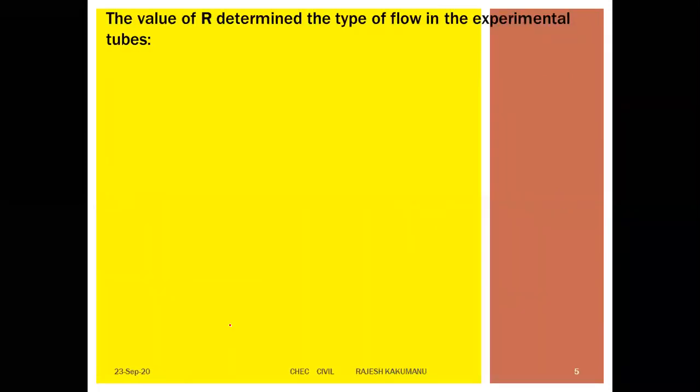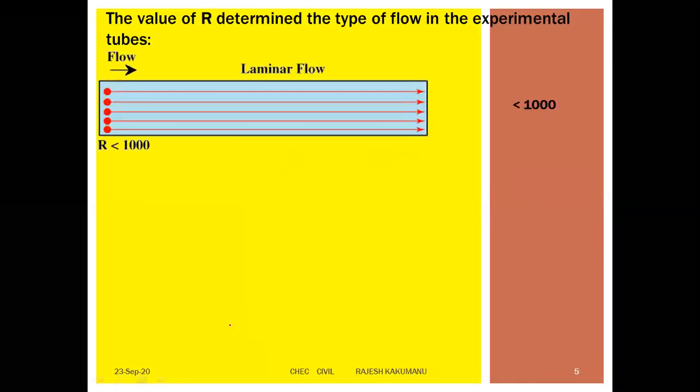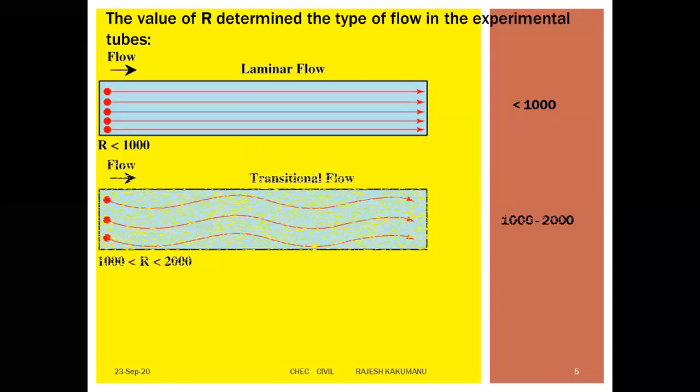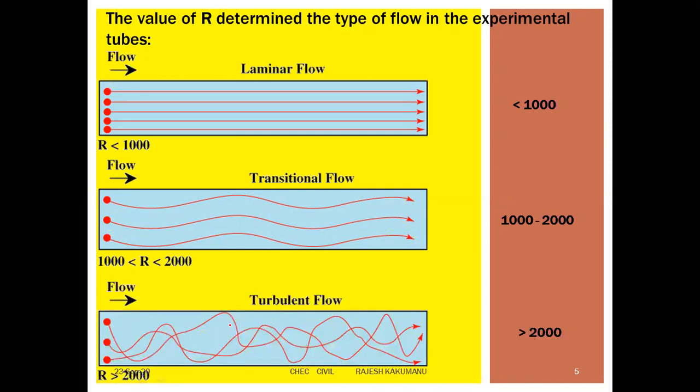Then the value of Re is determined by the type of flow in the experiment tubes. When Re is less than 1000, we call this a laminar flow. When Re is between 1000 and 2000, this type of flow is transitional flow. When Re is more than 2000, we call it turbulent flow. As we already know, Re is equal to rho U D by mu; cancelling rho by rho, Re is U into D divided by V.